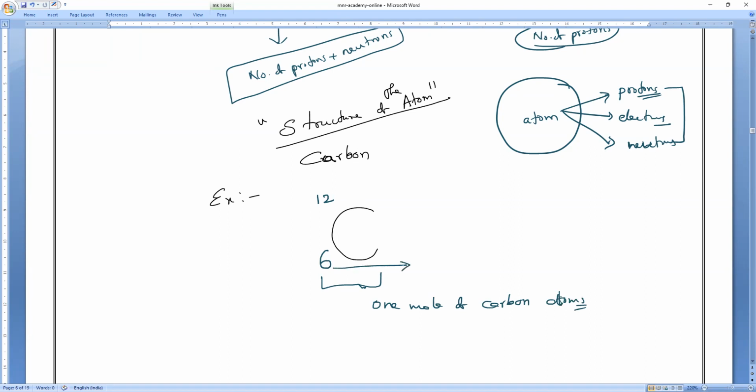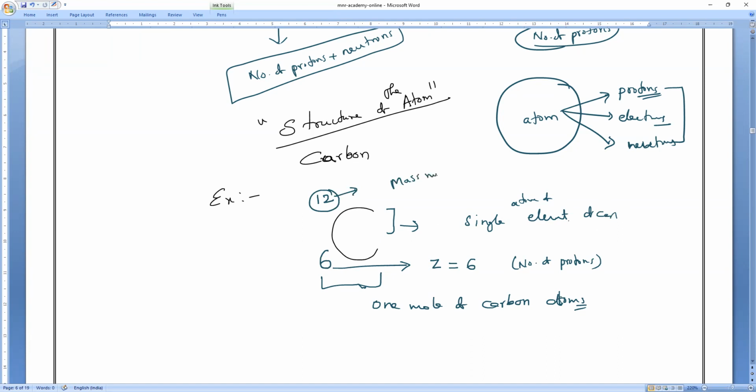This 6 indicates, as I said, the atomic number. What is the symbol of atomic number, everybody? The symbol of atomic number is Z. That 6 means the number of protons. And this C represents a single atom of the element carbon. Next, 12 represents the mass number.